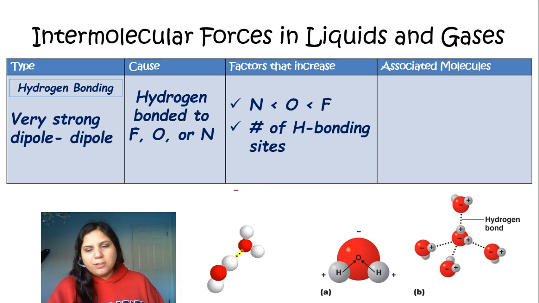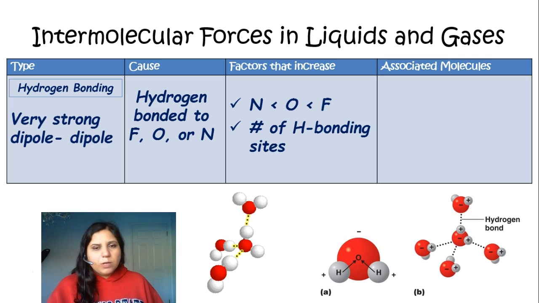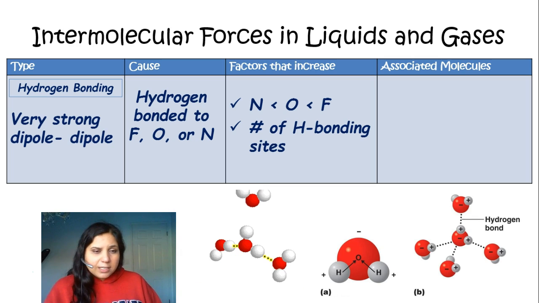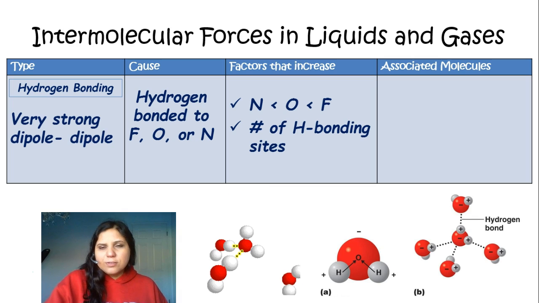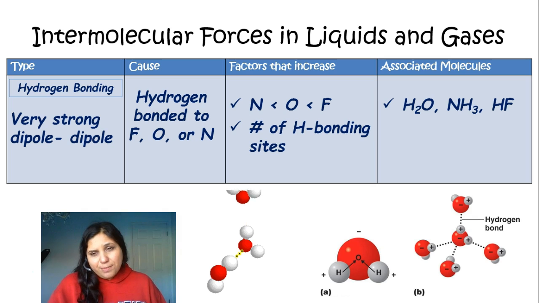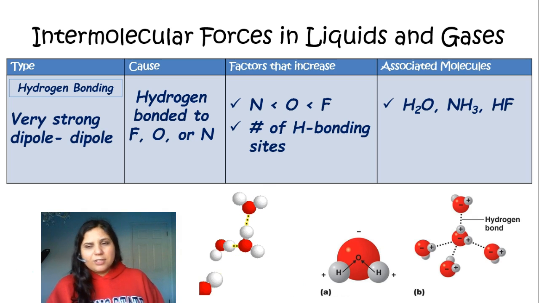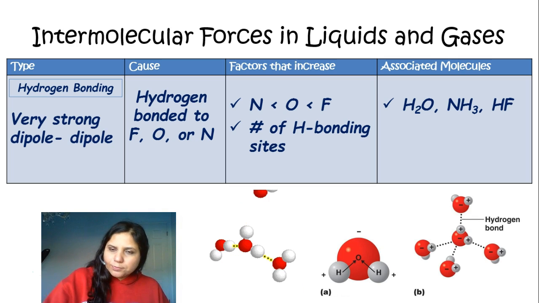So if one molecule has 2 hydrogen bonds within that molecule versus one that just has 1, then the one with 2 is going to have a stronger intermolecular force. All right, and then the associated molecules, these are the most common. Hydrogen to oxygen is water, nitrogen to hydrogen is ammonia, and then H to F, hydrogen fluoride.